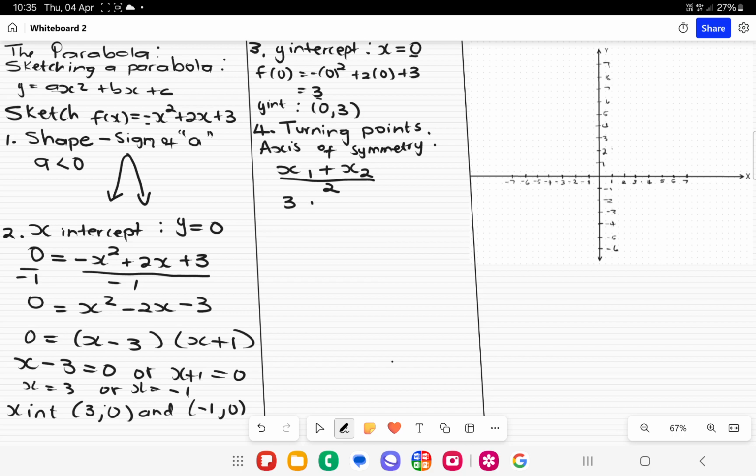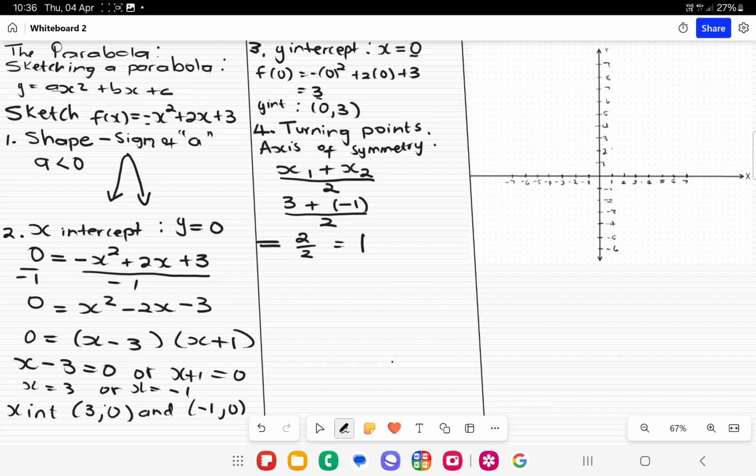So I'm going to have 3 plus negative 1 over 2, and that will give me 2 over 2, which equals 1. All right, I have my axis of symmetry, meaning my x value of the turning point. Then I have to get my y value, otherwise a point is no longer a point with only one coordinate.